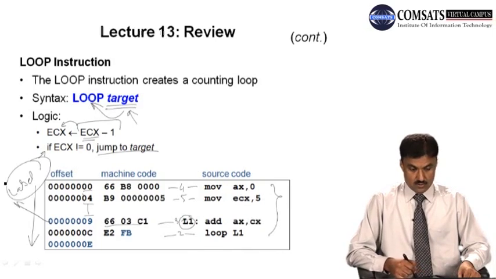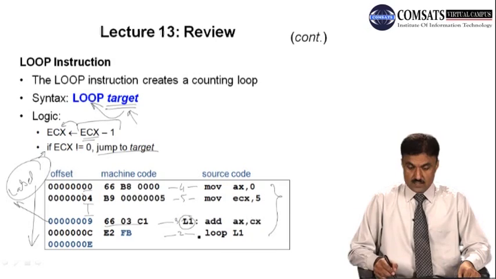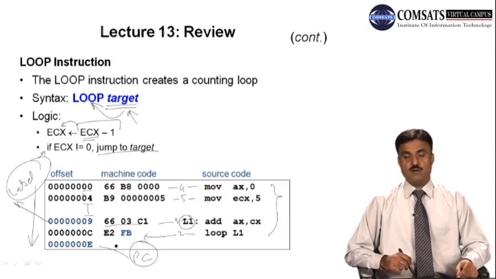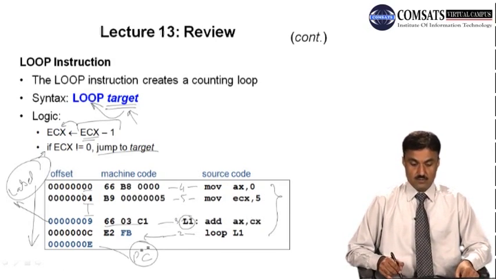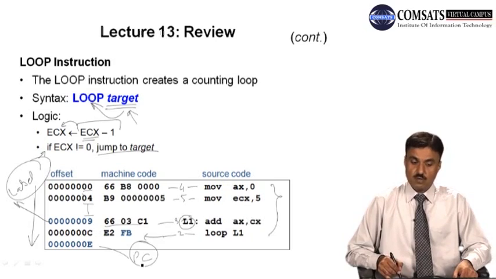So this label shows this offset 0009. When this instruction is being executed here, the program counter already has this value, for example, the value is 0E. So the offset value is calculated based on the current value of the program counter.